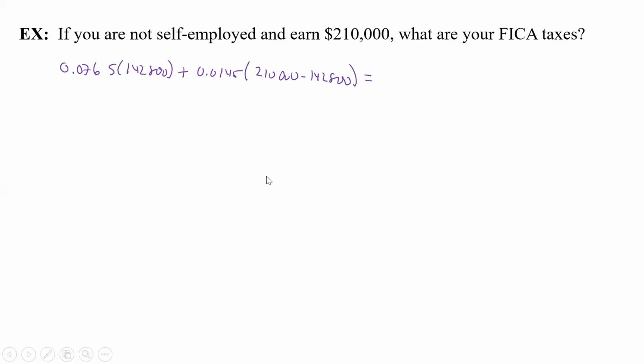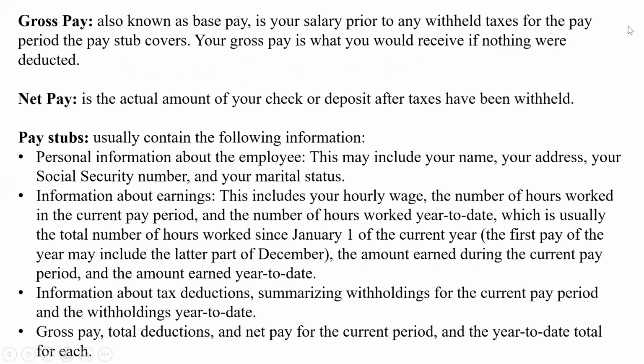So that again was $11,898.60. That's how much you'll have to pay in the FICA taxes. All right, now let's move on and talk about your pay stub.